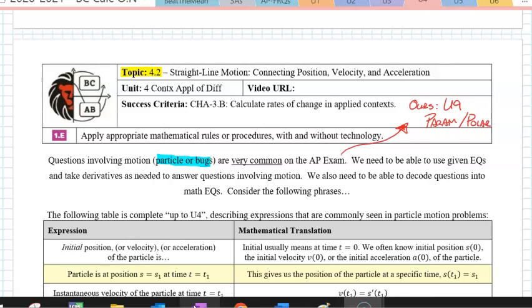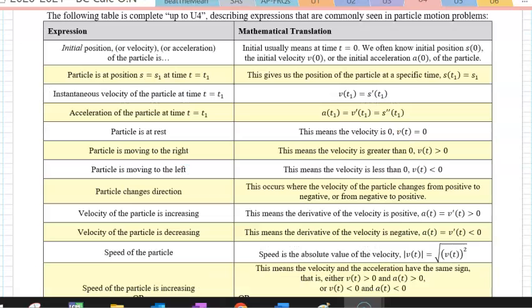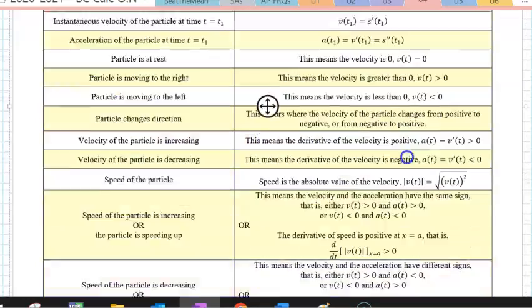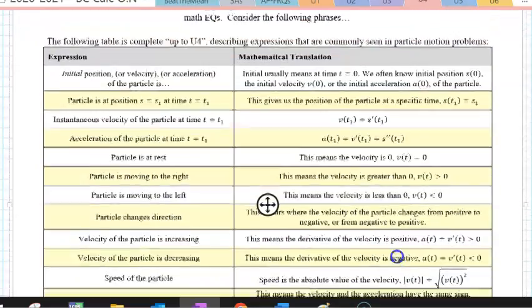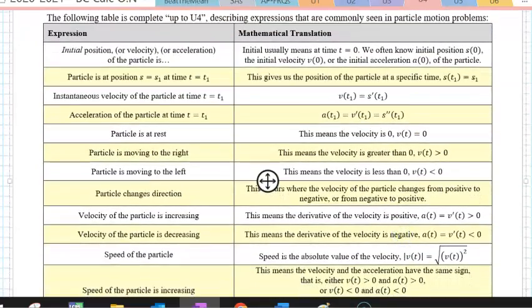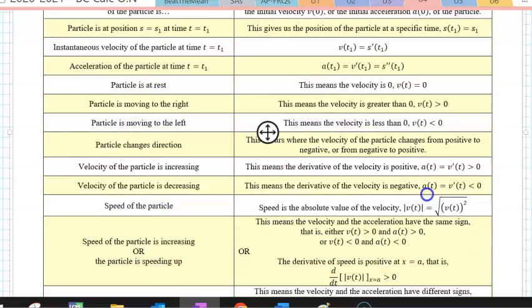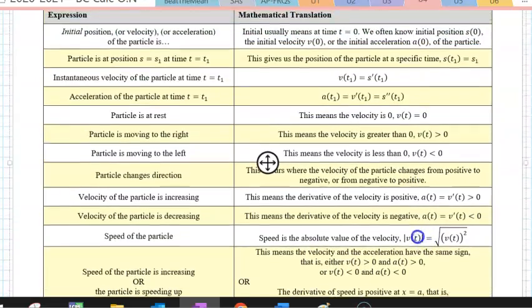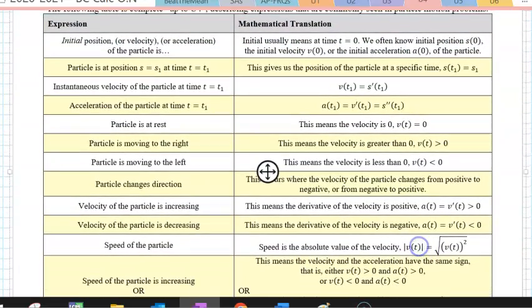Now, in order to answer these problems correctly, we need to decode the questions and the language of the expression into what that means in terms of a math translation. So what I've done for us here is listed some common motion expressions in the left-hand column and provided the math translation, what we need to actually do, in the right. Take a moment or two and peruse over this list. Pause the video to do so, and we'll talk about a few highlights. Continuing in 3, 2, 1.